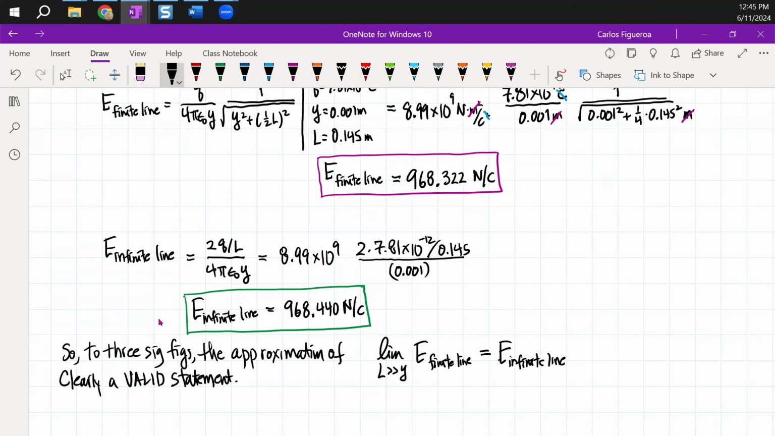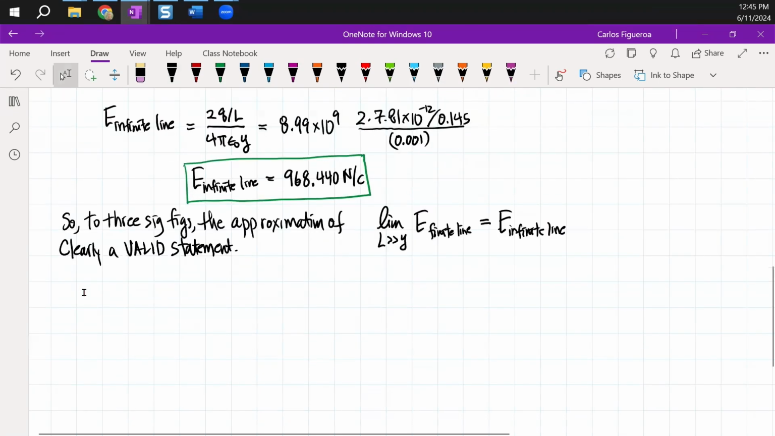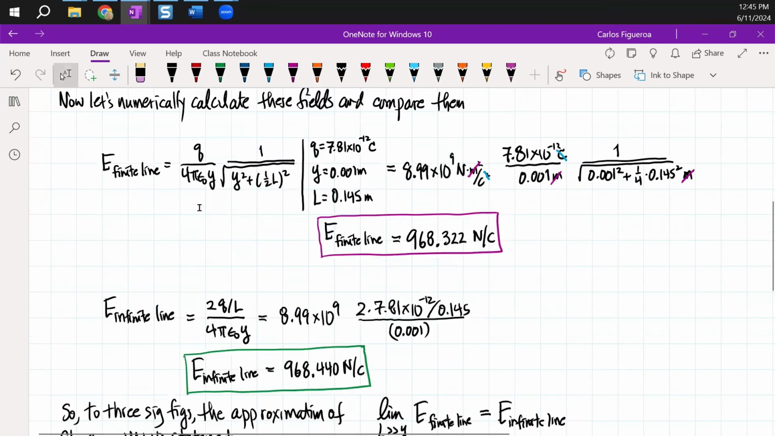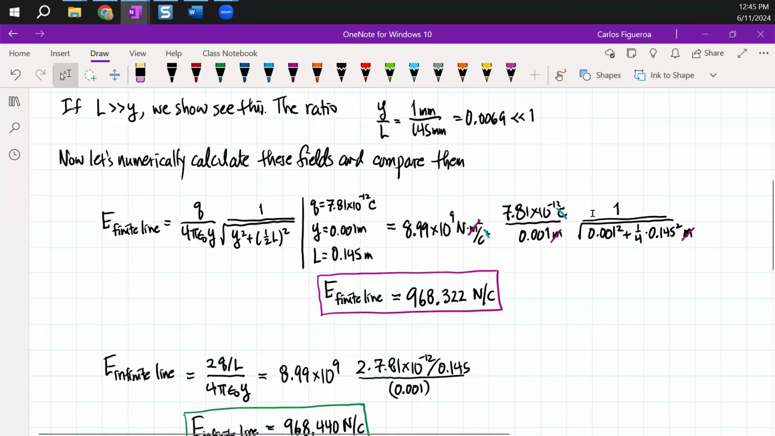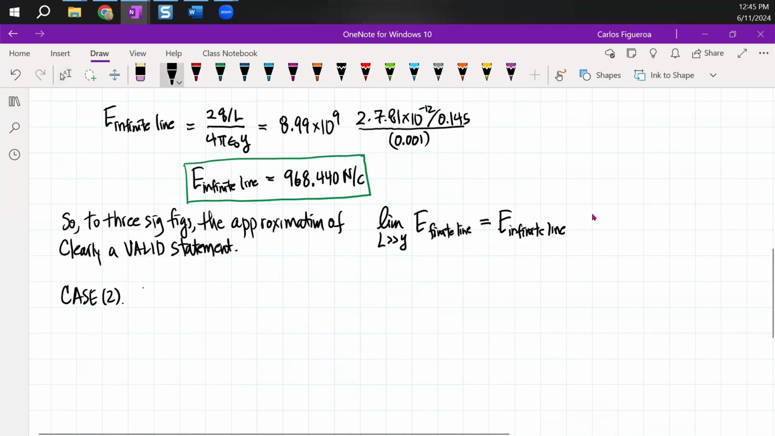Now, if we wanted to go to more sig figs, we'd have to, again, start adding more sig figs to the k value. Now, let's look at the next one. So the next one looks something like this. Up here, it says, let's compare these two fields when y is much greater than L. Now we're comparing these fields right here, the finite line and the point thing. So here we go.